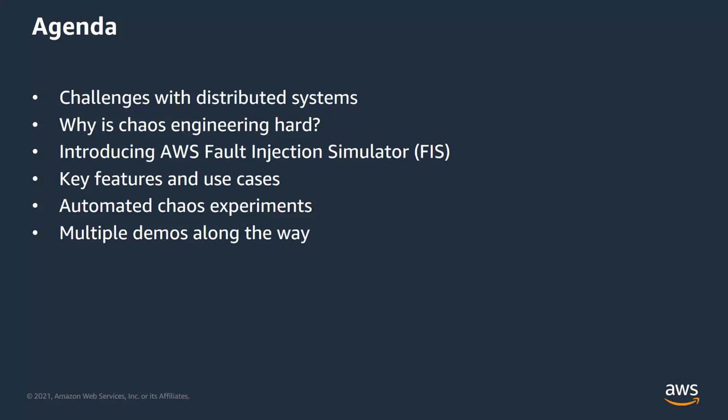And we are then going to look at AWS Fault Injection Simulator, or FIS. And of course, we're going to look at what features there are and different use cases for using chaos engineering and FIS. And along the way, a bunch of demos using this. And in the end, I want to look at doing automated chaos engineering experiments, how we can use AWS FIS for that. So that's the last part of this session.